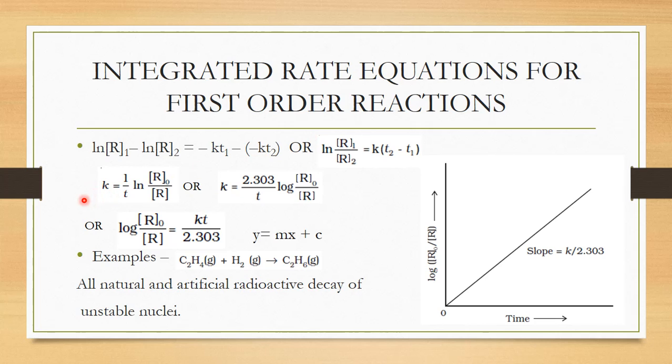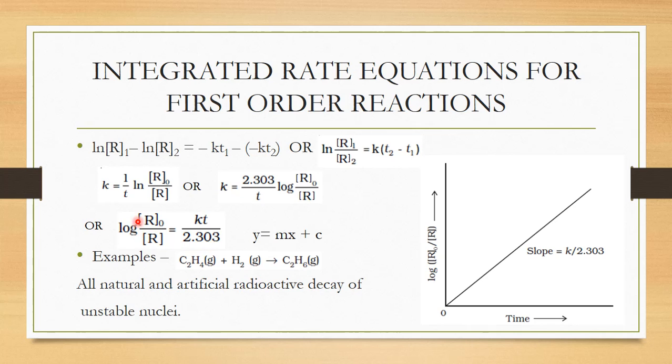Now from this equation, we have already read this equation, k is equal to 1 by t natural log of R naught upon R. Let us change natural log to the log with base 10. So it becomes 2.303 upon t log of R naught upon R, or log of R naught upon R will be equal to kt upon 2.303.